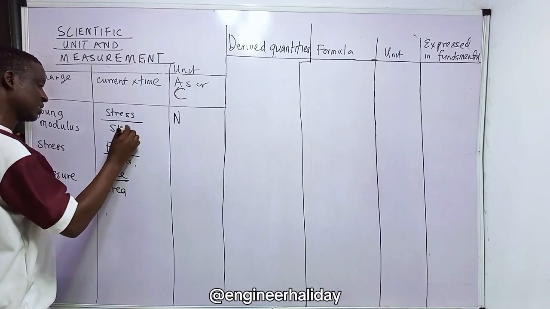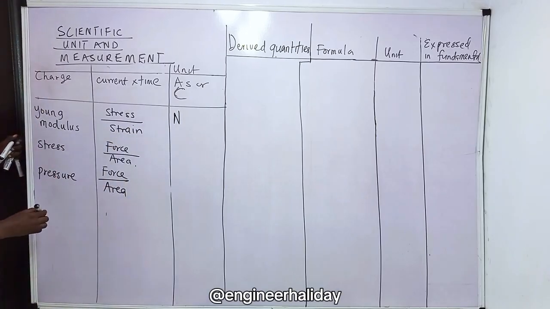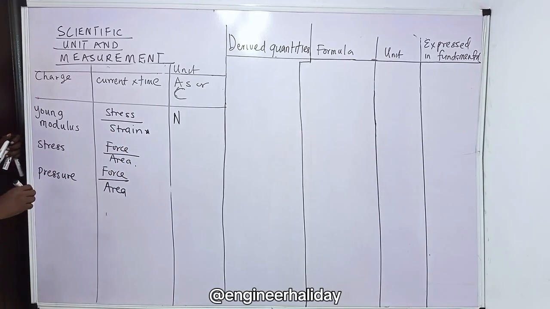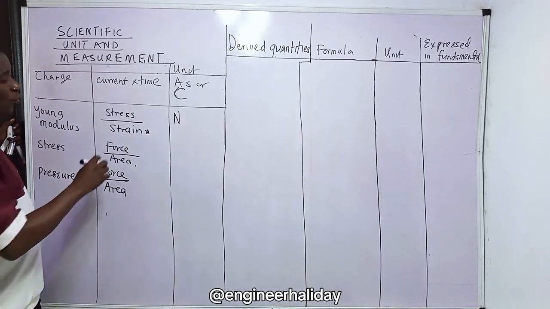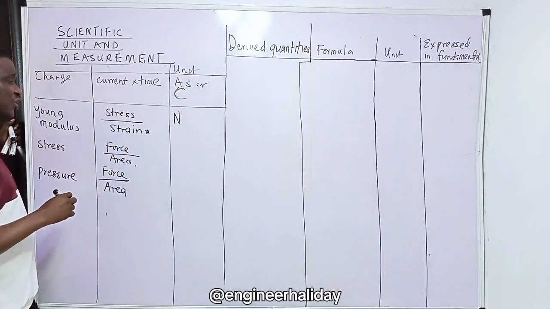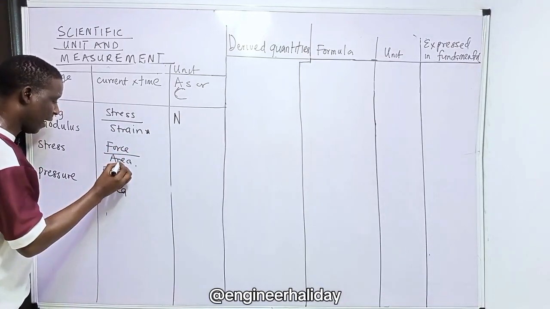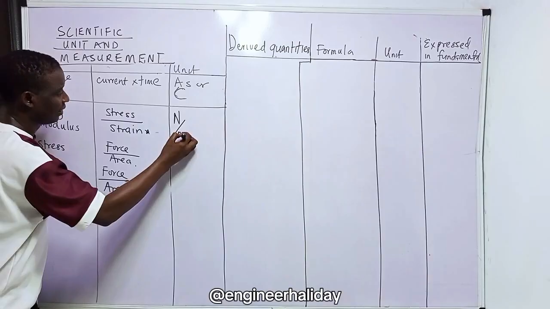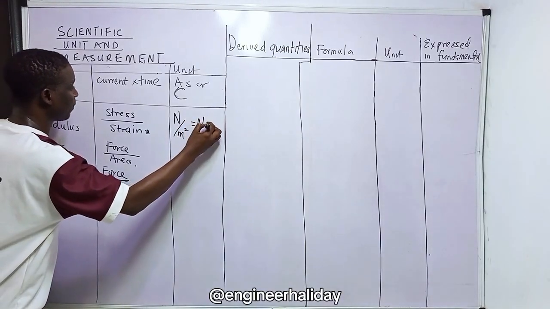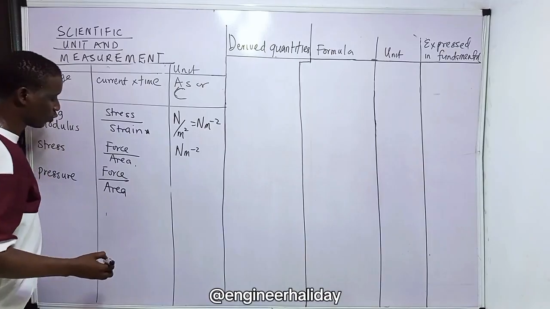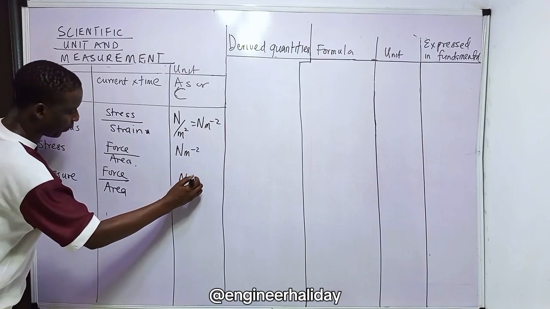Strain does not have a unit. Please take note of that. Strain is unitless. So since strain is unitless, stress has the unit of force over area, which is Newton per meter square. The same thing for stress, and the same thing for pressure.